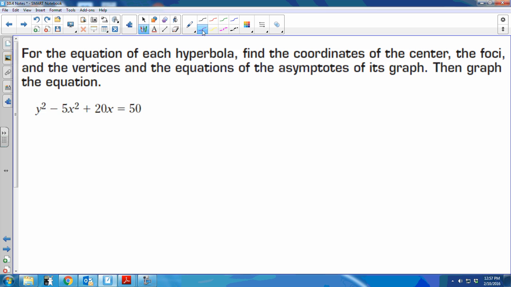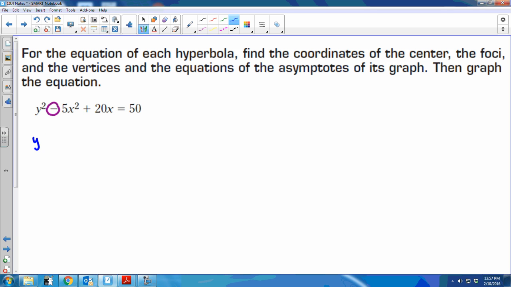So we have y squared minus 5x squared. I should already be able to tell you if it's vertical or horizontal. Is it vertical or horizontal? Vertical, because the y squared comes before the minus sign. There are no other y pieces, just y squared, so we won't need to complete the square for that part. I do need to complete the square for the x's, though.